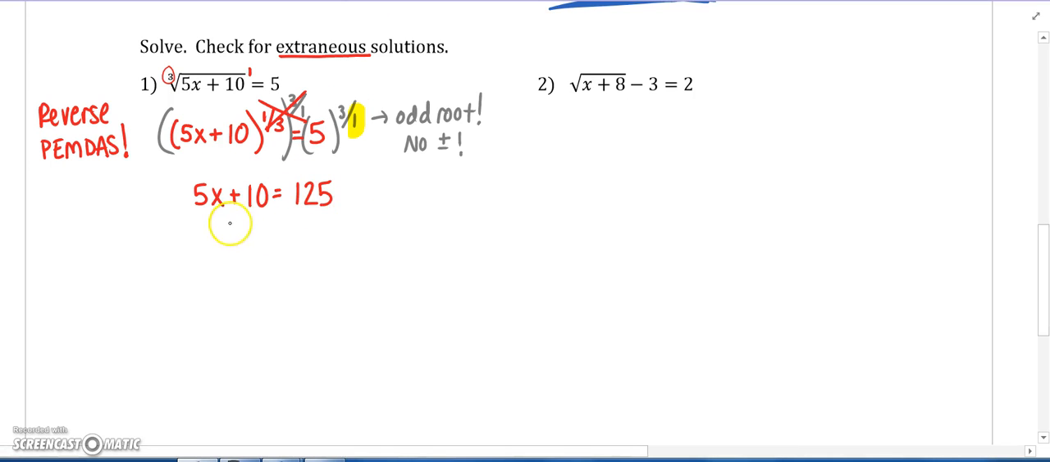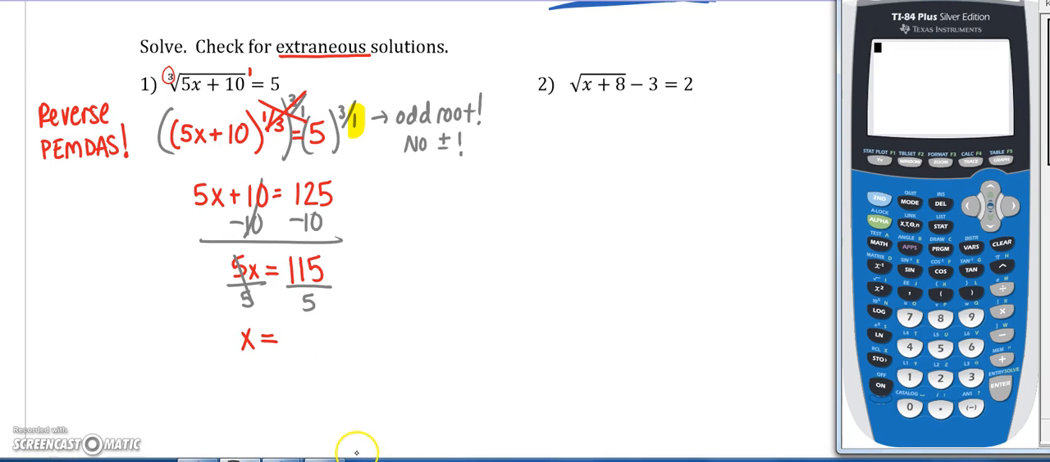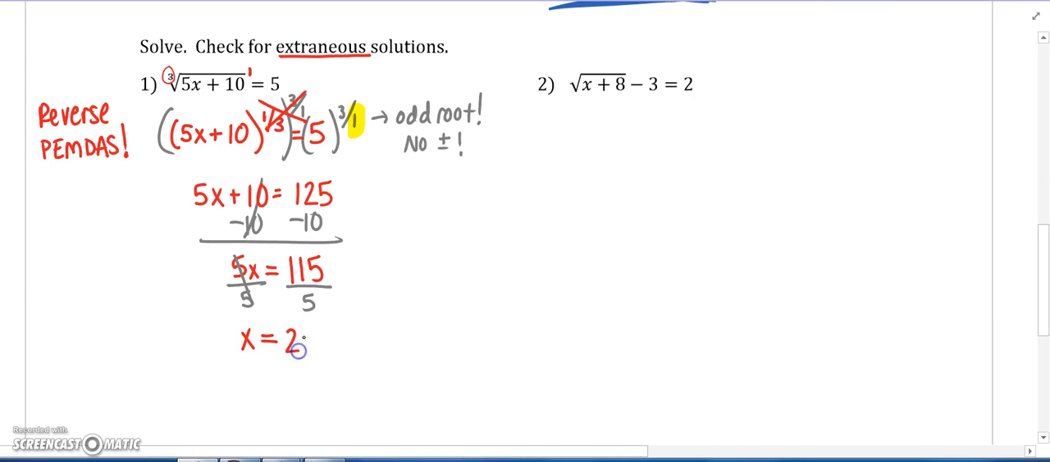Now I can solve normally from here. Subtract 10 from both sides, and we get 5x equals 115. Then divide both sides by 5. My final answer here is 115 divided by 5. Let's double check that real quick. It ends up with x equals 23. Remember what it said in the directions. Same as with rational exponent equations, because that's really what this has become, we do have to check for our extraneous solutions. So make sure we remember to check.